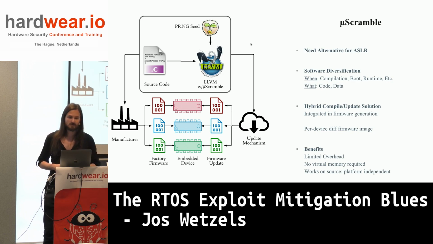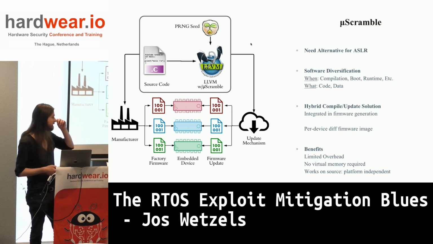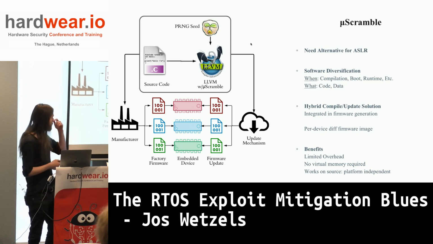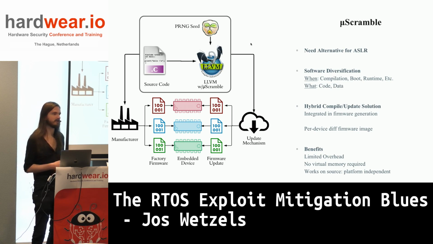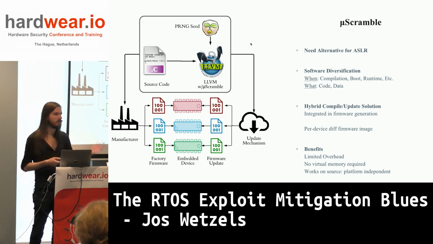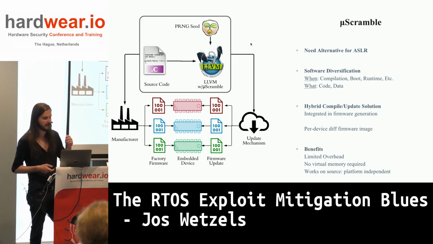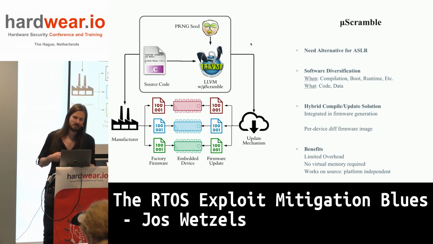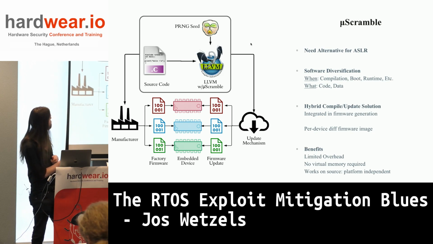The second component is micro Scramble. As we've seen, we needed an alternative for ASLR for these deeply embedded systems. And essentially it helps to think of ASLR as just one strategy among many in the field of software diversification. So you can diversify software at many moments in time: when you compile, when you boot the system, when you run the system, etc. And there are many different things you can diversify, parts of the code, parts of the data. So micro Scramble was designed as a hybrid compile and update time solution, and it's integrated into the firmware generation process, as you can see here, as part of the compiler infrastructure.